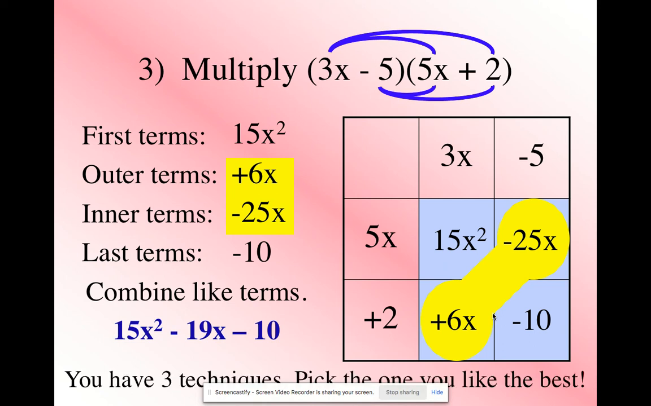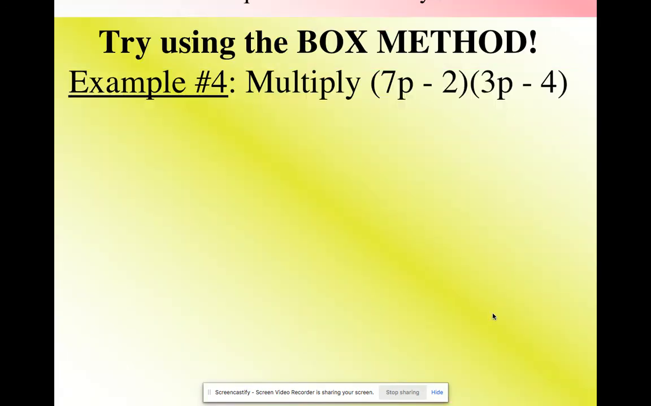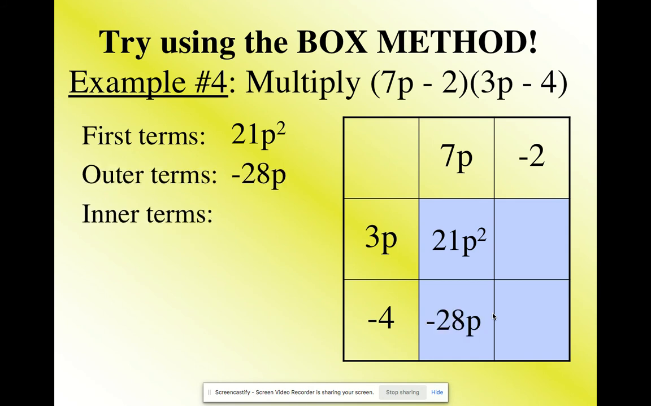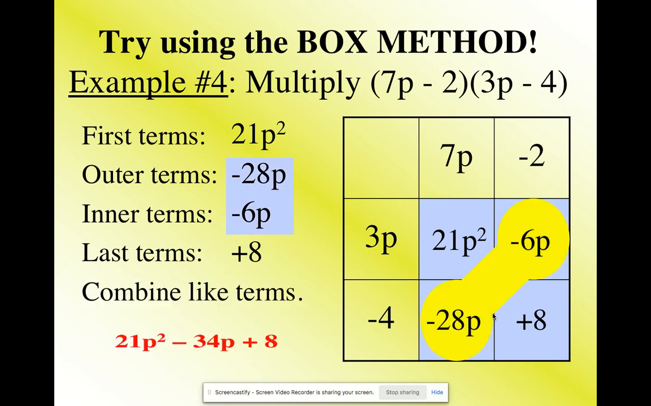Again, let me show you the box method. Multiply the first term, the outer term, the inner term, and the last term. I think you get the idea. Let me know if you have any questions.